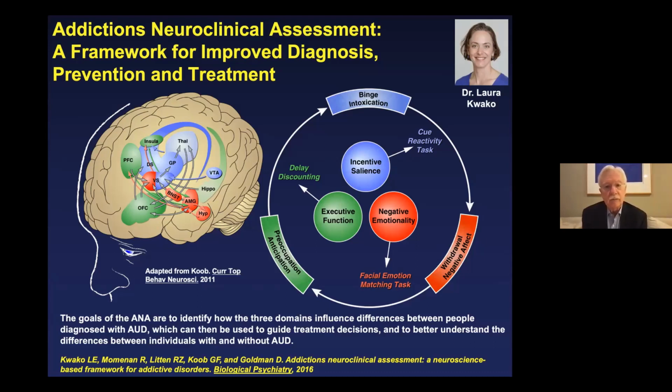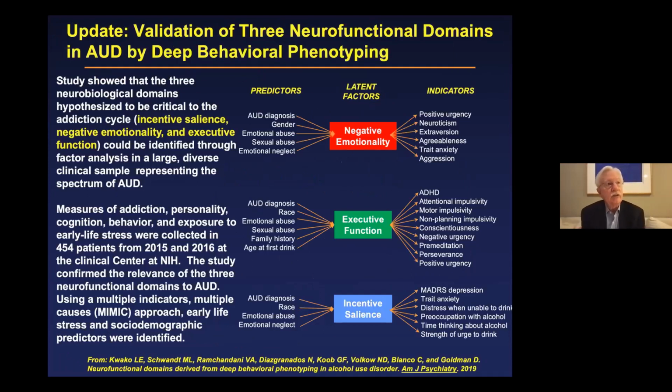And she hypothesized, we all hypothesized, that the three stages could be represented by these three domains: incentive salience, negative emotionality, and executive function. And perhaps one could develop and measure tests that are scales of how you feel about things, but also tests that are actually operational tests, such as the cue reactivity test for incentive salience, or the facial emotional matching test for negative emotionality, or delayed discounting. And so the goals of the ANA were to identify how these three domains influence differences between people diagnosed with AUD, which may then be used to guide treatment decisions and to better understand differences between individuals with and without alcohol use disorder.